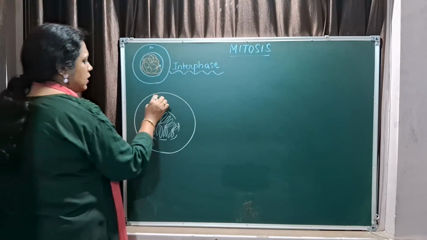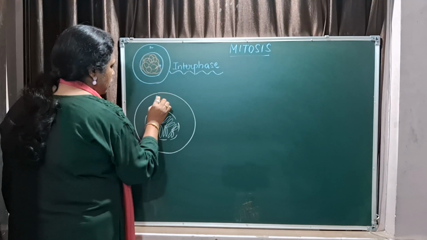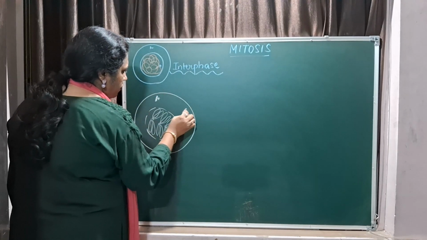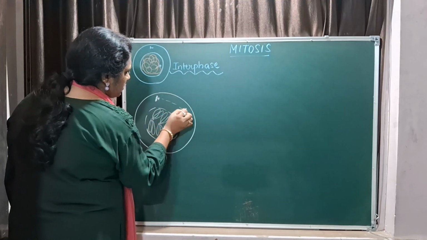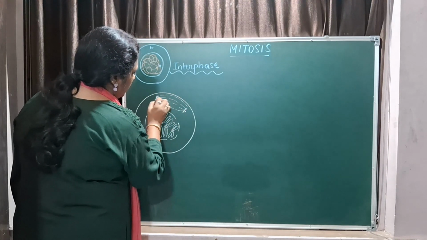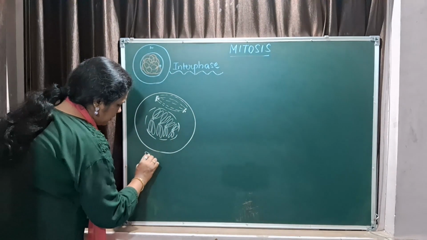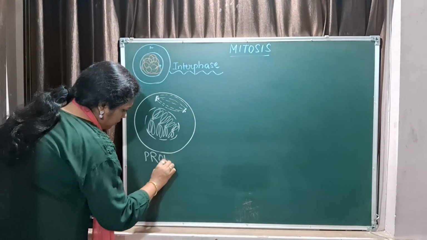4 chromosomes, and that is your centrioles will start moving apart from each other, and the spindle fiber formation begins. Okay. Now, this is your prophase.